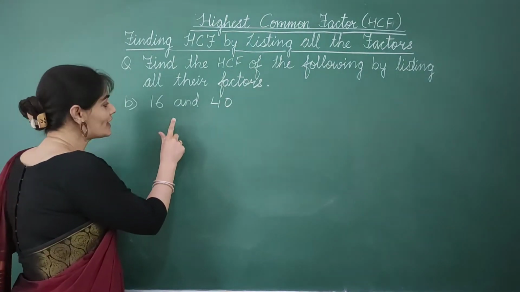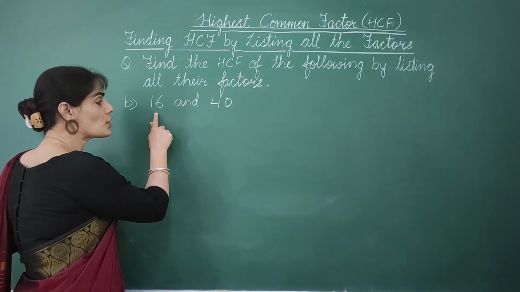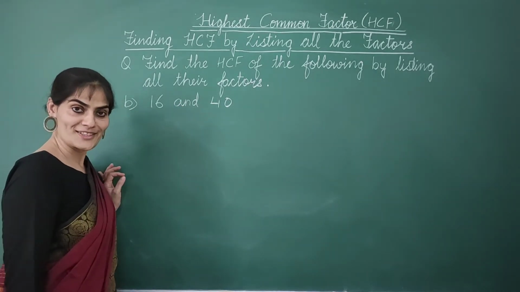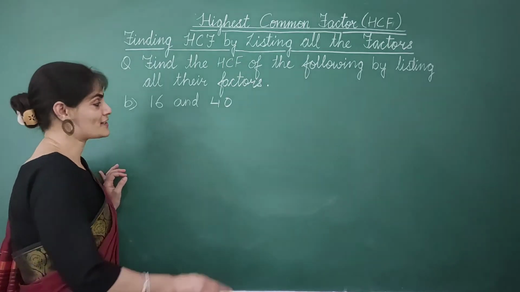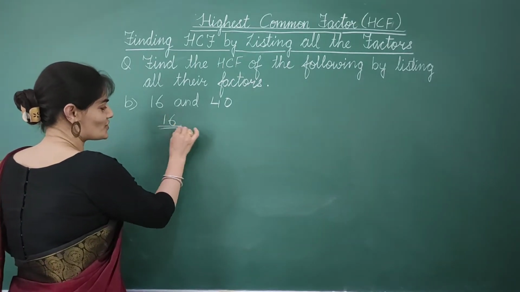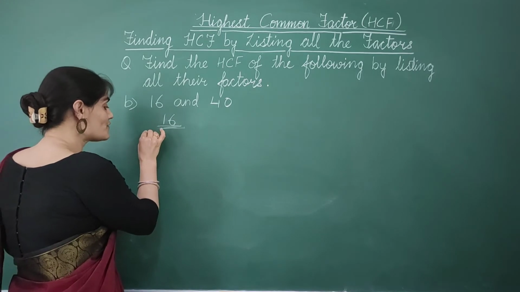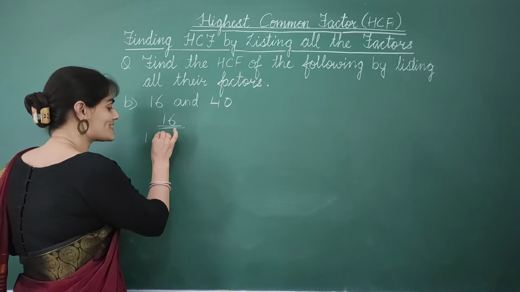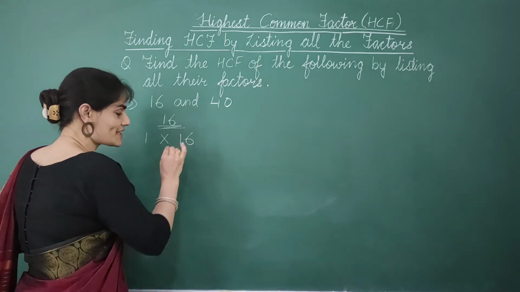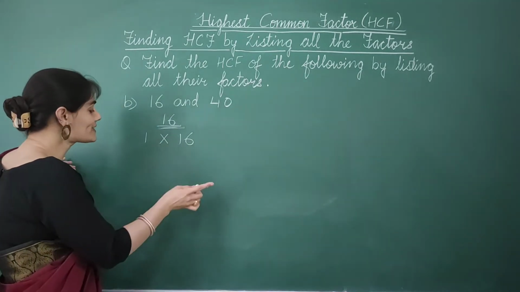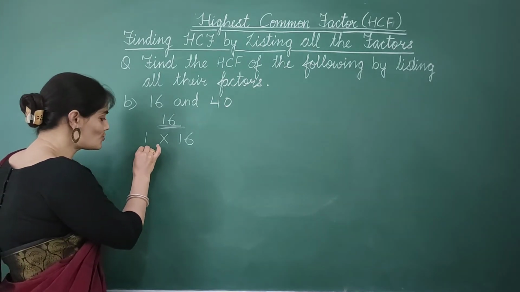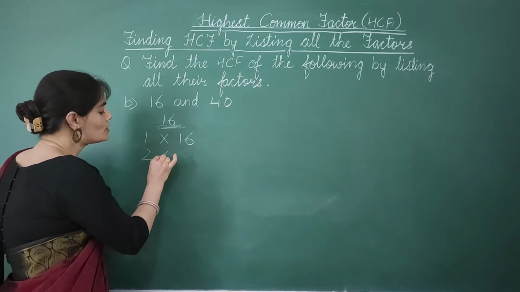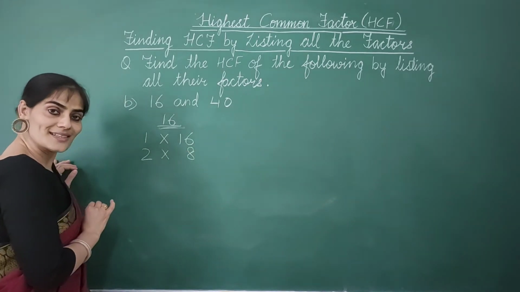In part B, we are required to find the HCF of 16 and 40 by listing all their factors. So let's find all the factors of 16 first of all. And again, we begin with the first counting number, which is the factor of all the numbers. And it is 1. 1 into 16 is equal to 16. The next counting number after 1 is 2. And as it is an even number, so 2 will surely be its factor. 2 into 8 gives us 16.